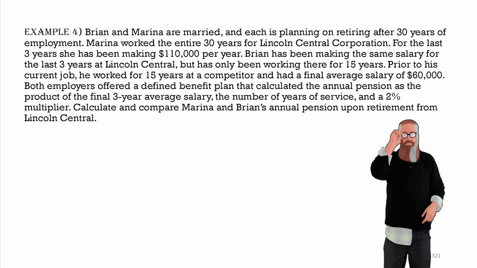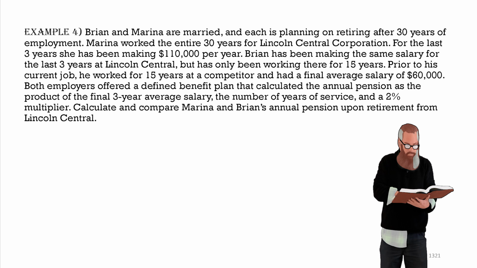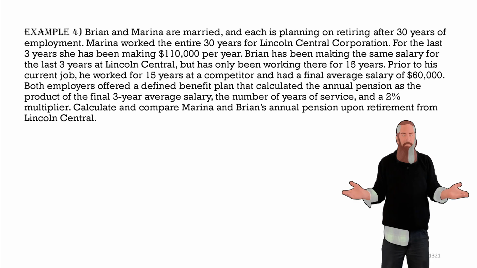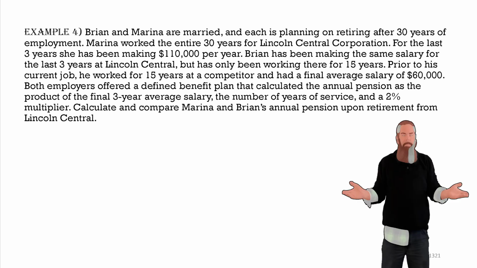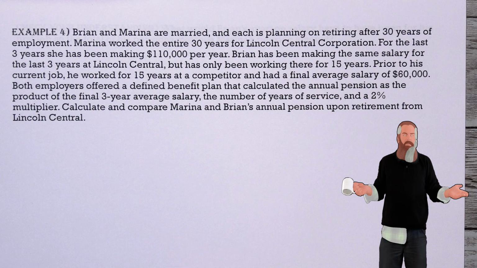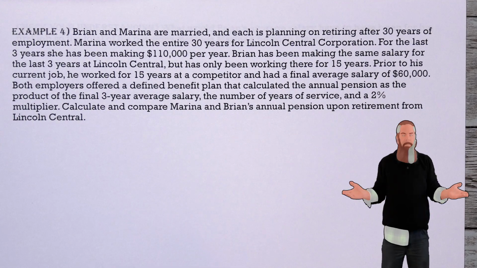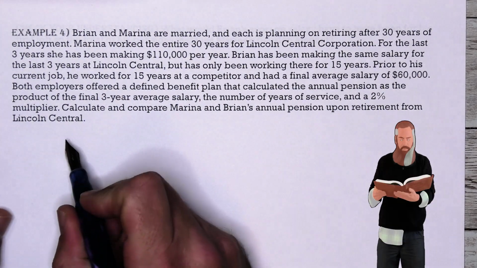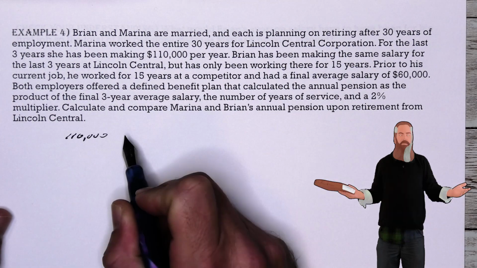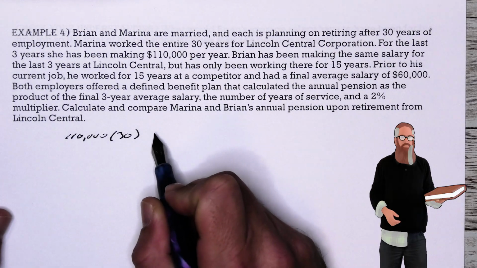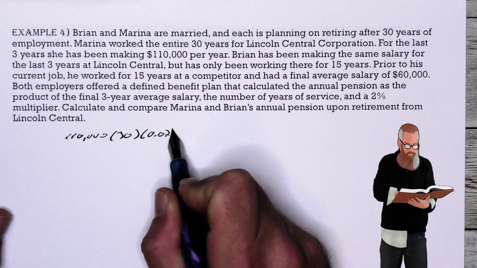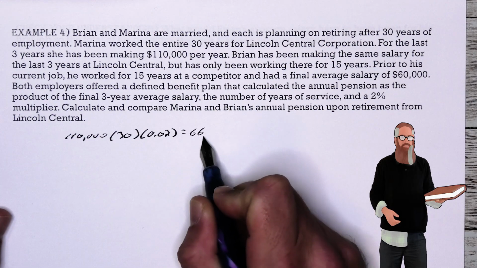Both employers offered a defined benefit plan that calculated the annual pension as the product of the final 3-year average salary, the number of years of service, and a 2% multiplier. Calculate and compare Marina and Brian's annual pension upon retirement from Lincoln Central. Marina's annual pension can be calculated as her 3-year average salary, which was $110,000, times her years of service, which is 30 years, times the percentage multiplier of 0.02, where she will get $66,000.